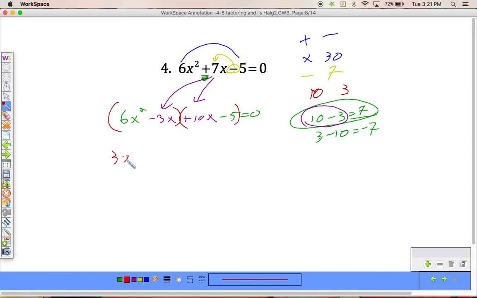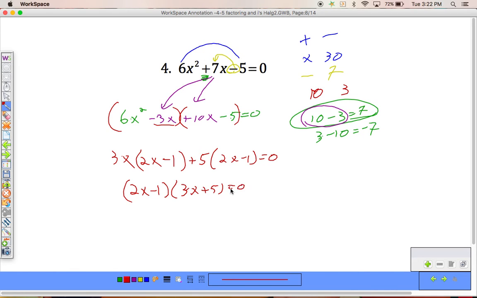Take out a 3x. 6 divided by 3 is 2. An x squared, take out an x is just an x. Negative 3x divided by 3x is a negative 1. When you take out the whole expression, you have to put a 1 in that spot. All right, for this to work, I have to have a 2x minus 1 left over in the back. So that means I'm going to take out a positive 5. Giving me my two factors: 2x minus 1, 3x plus 5.